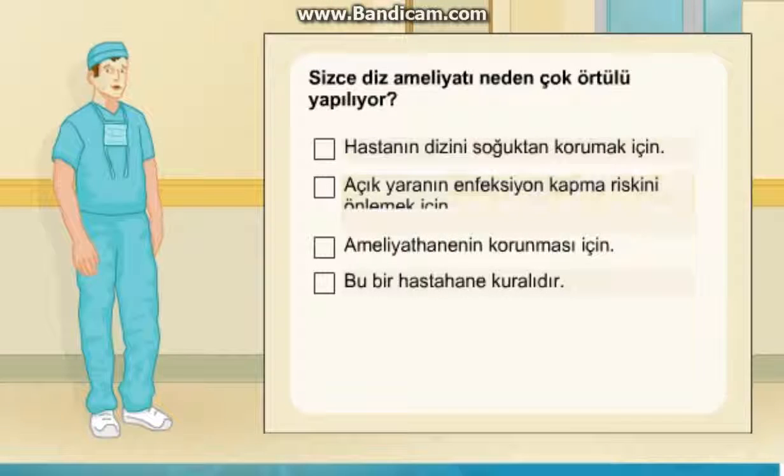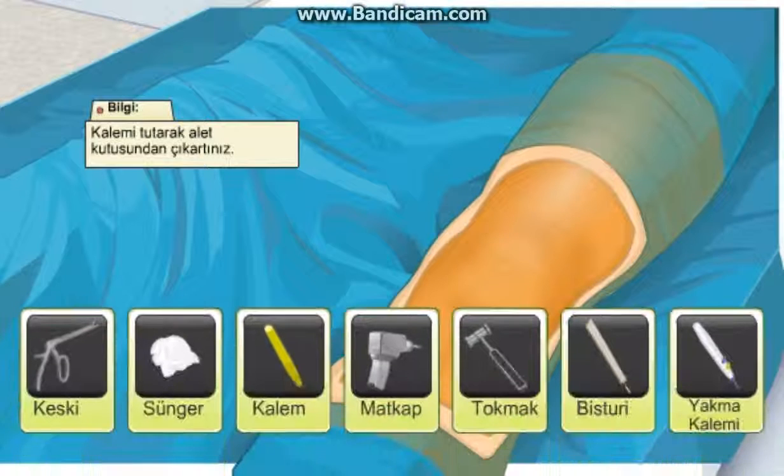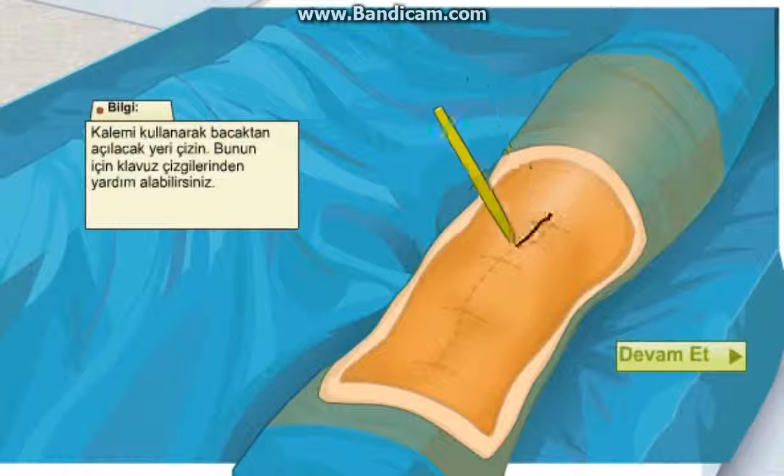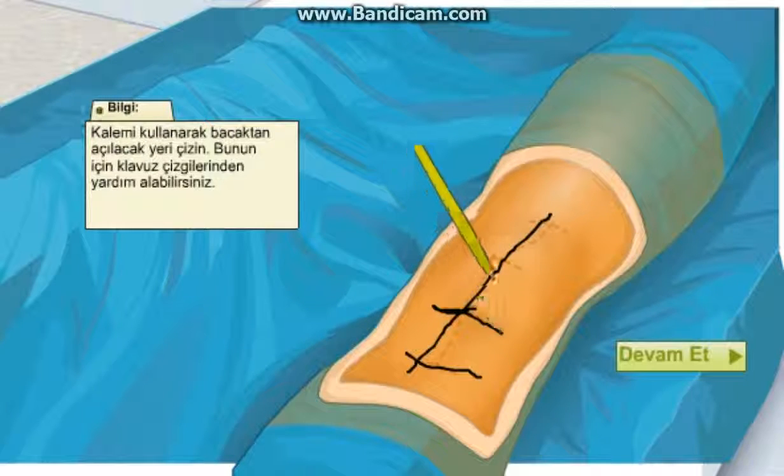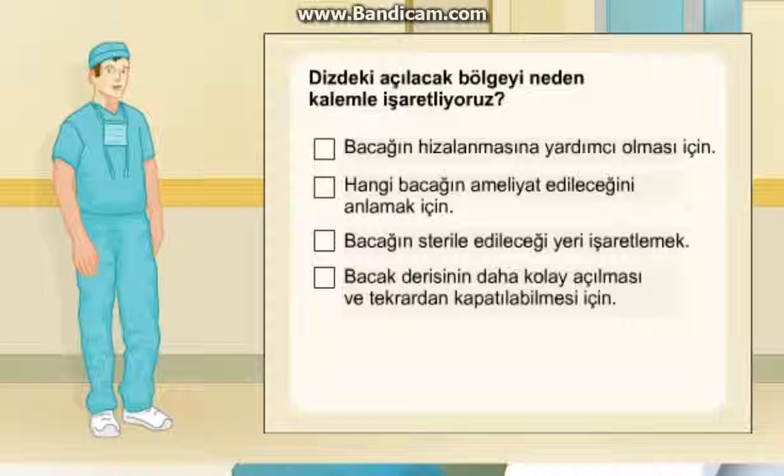Why do you think knee surgery involves so many drapes? Good work. Use the sterile marker to draw the location for our incision, and don't forget to mark the perpendicular lines too. Typically, the incision line is 6 to 7 inches long. What purpose do you think the perpendicular lines serve?